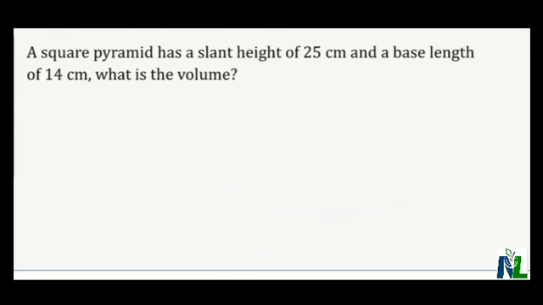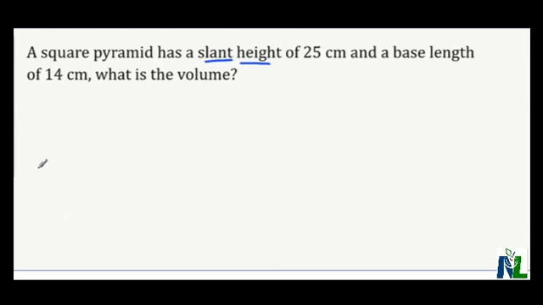Now if we look at the example here, we have no diagram provided, so we will have to provide one ourselves. And we're actually not also given the height, we're given the slant height. So let's have a look. A square pyramid has a slant height of 25 centimeters and a base length of 14 centimeters.